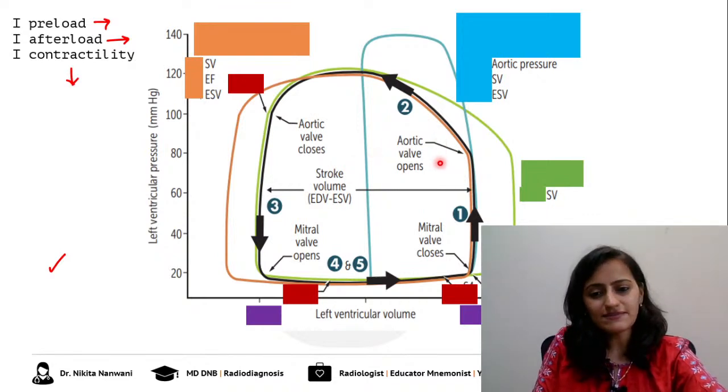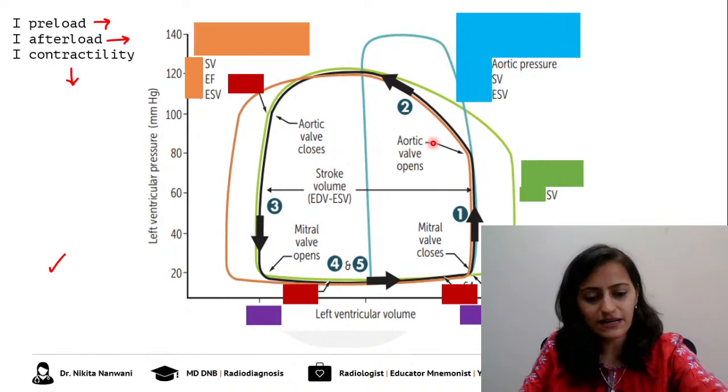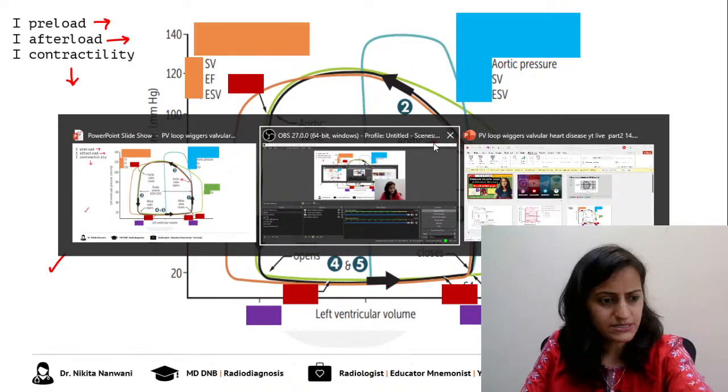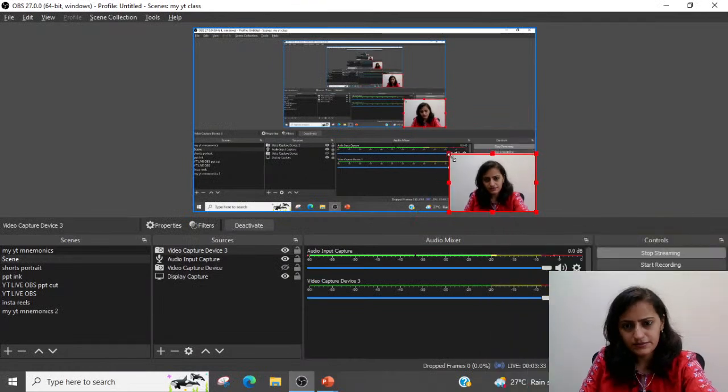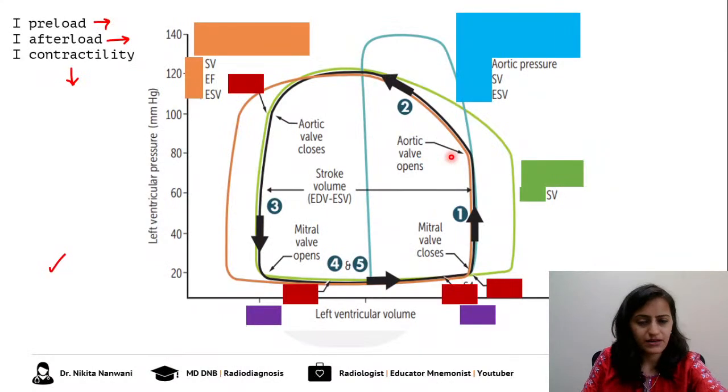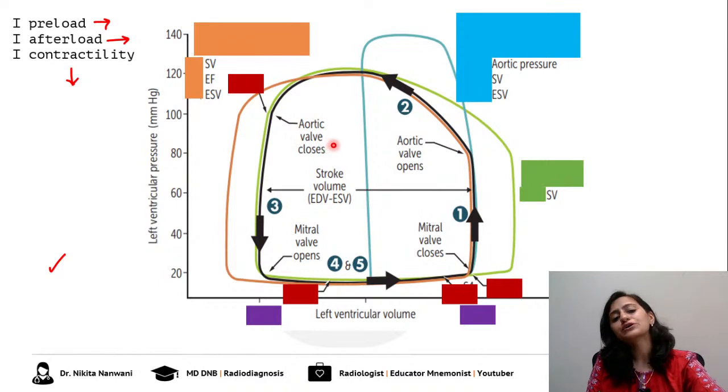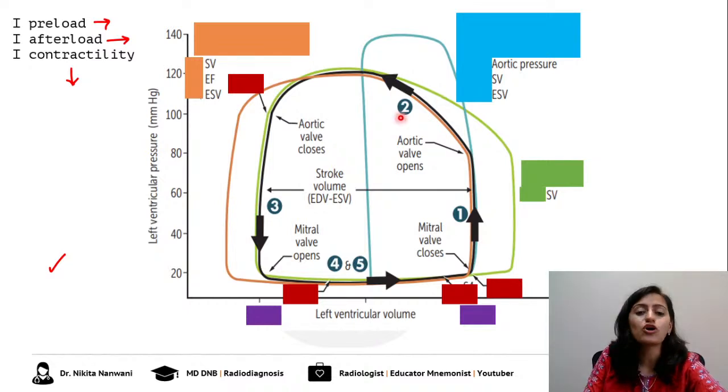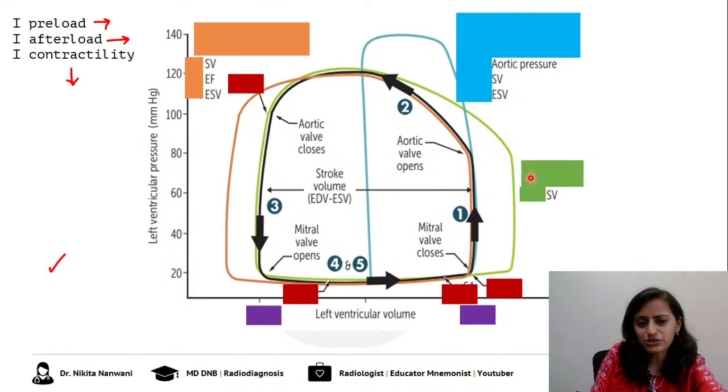Give me a minute. I hope the video is not obstructing the image now. All right, the black color is the normal pressure volume loop. And these colors that I have put, the green color, the blue color, and this brown orange color, whatever you want to call it.